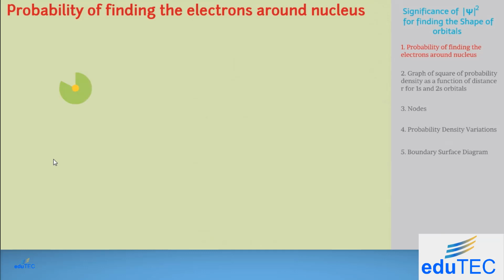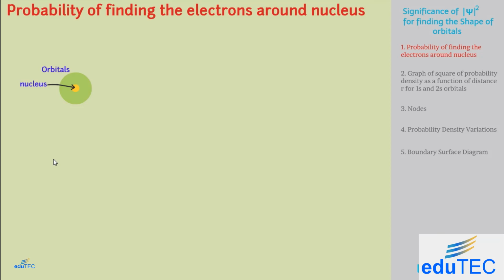Dear students, orbitals are the region around the nucleus where there is maximum probability of finding the electron. The main question is, how can we obtain this region? Dear students, we know that electrons have dual nature.